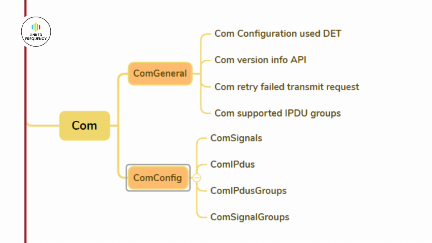Let's move ahead to COM signal groups. This also has the parameters like the COM signal that has to be configured, such as COM bit position, COM bit size, and so on. If at all we want to send or receive several signals in the same IPDU, then these signals can be clubbed together in the form of a signal group.